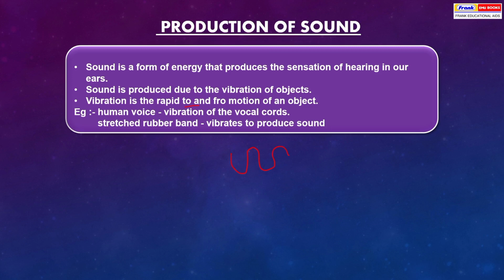For example, when we talk about sound, this is human voice. Human voice is caused because of the vibration of vocal cords. Stretched rubber bands basically vibrate to produce sounds. Any kind of sound is a result of vibration, and vibration is a result of a rapid to and fro motion of the inside particles.